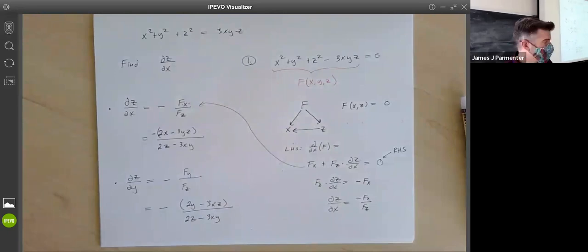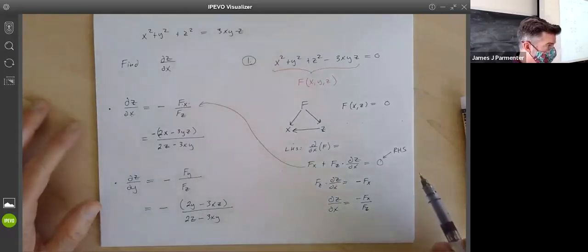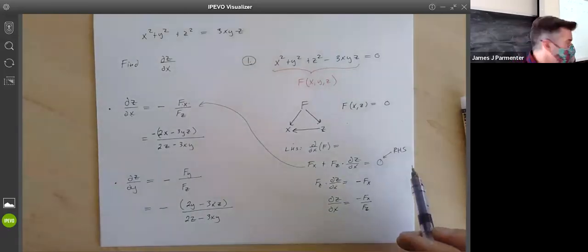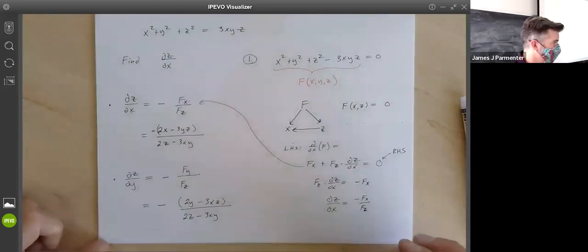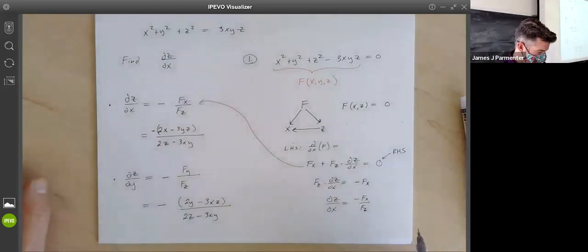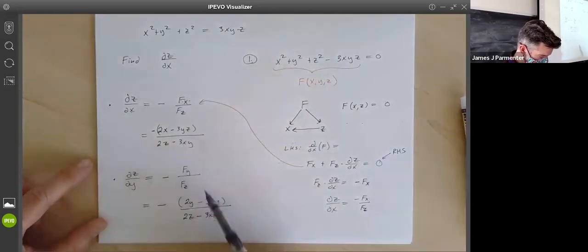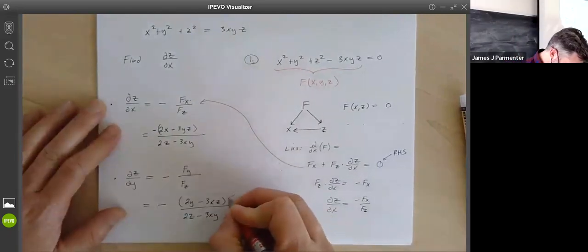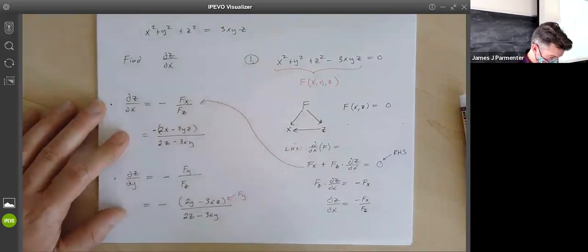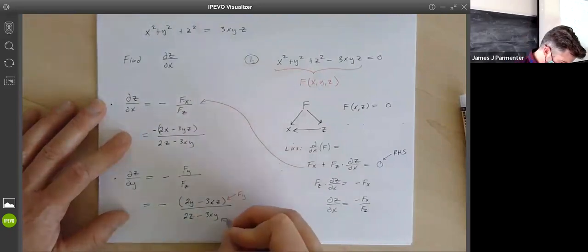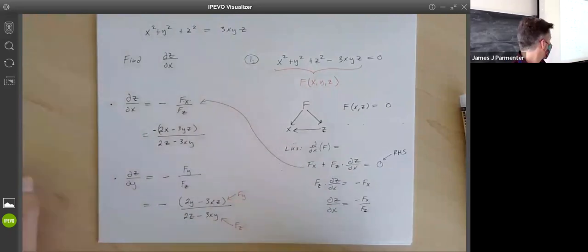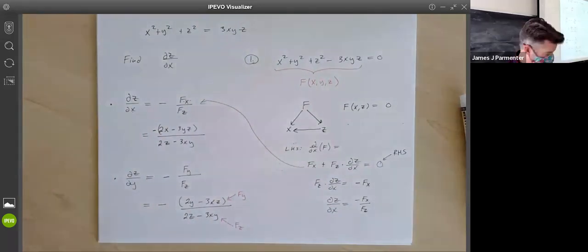And then for finding the actual version for y, what are we putting in here? Why are we putting the 2y minus 3xz on top and underneath it 2z minus 3xy? Yeah. So on top, that right there is your fy. Down there, that is your fz.